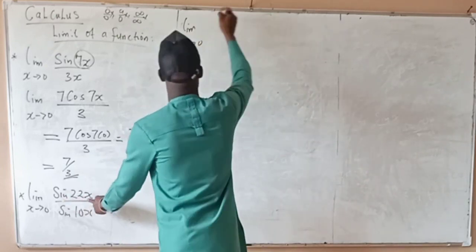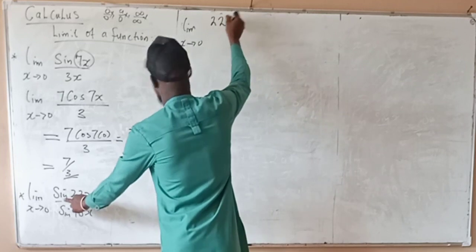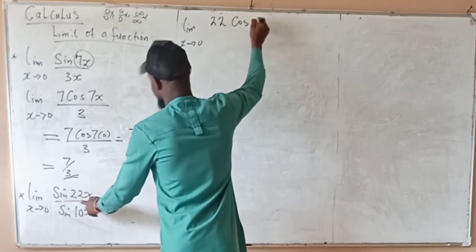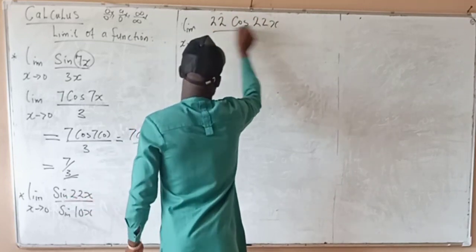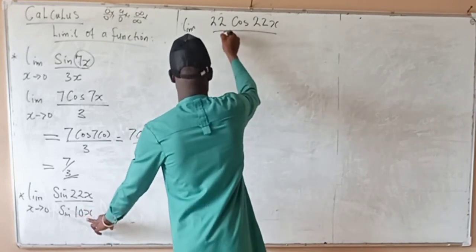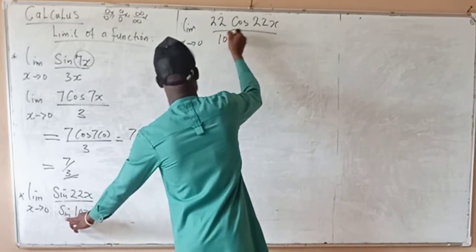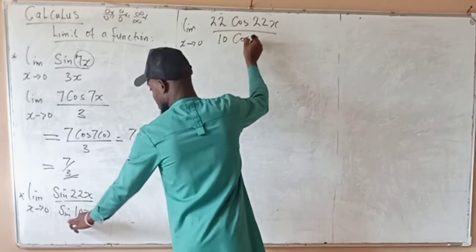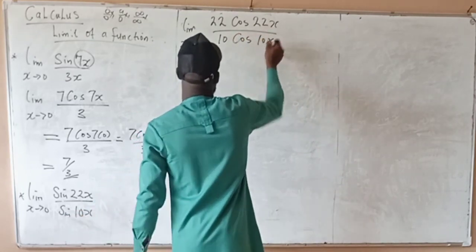Differentiate this 22x. You have 22. Differentiate sine, you have cos. Then you put this 22x back, 22x over... What about sine 10x? Differentiate this 10x first. Remember what we did before. Differentiate sine, you have cos. Then you put this 10x back, 10x.